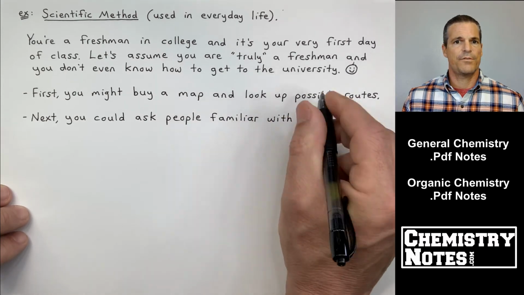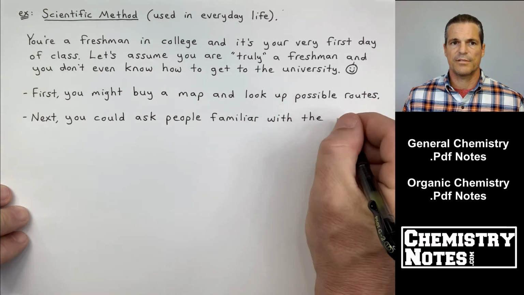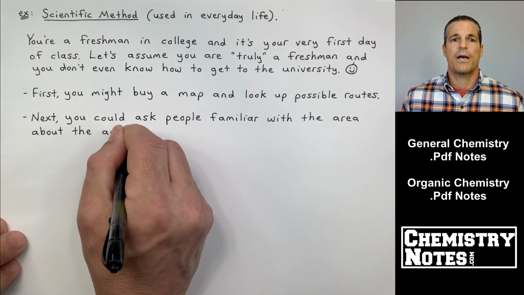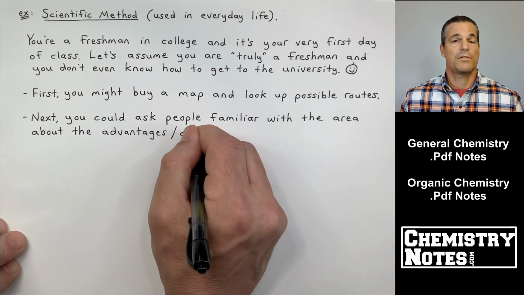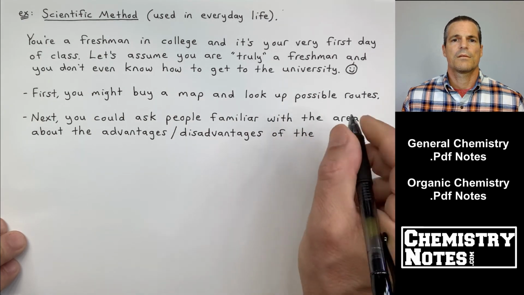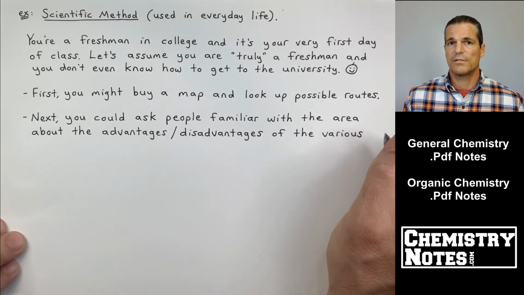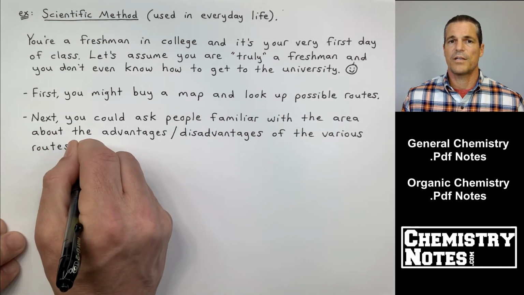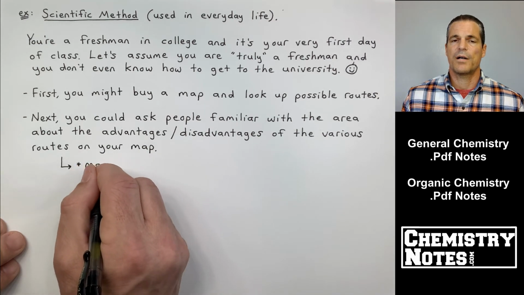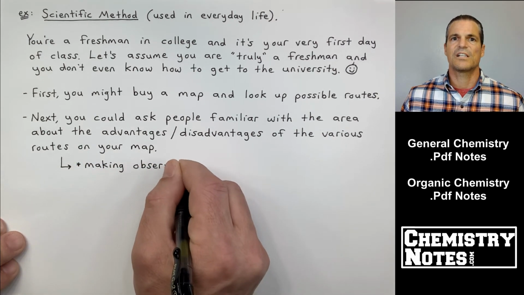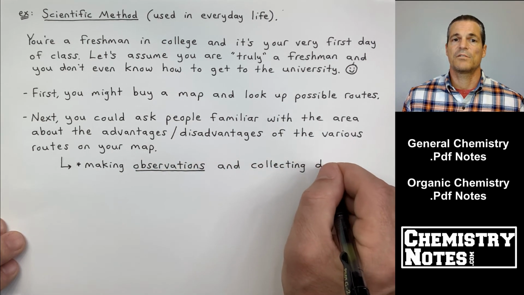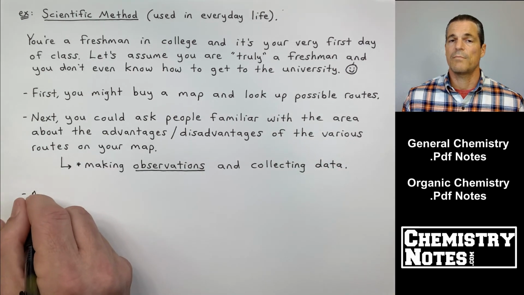familiar with the area, familiar with the surroundings near campus, about the advantages and also about the disadvantages of the various routes that you may or may not have noticed by using your map. So let's take it from the top. First, you might buy a map and look up possible routes. Observations, collecting data. Next, you could ask people familiar with the area about the advantages or disadvantages of the various routes on your map.